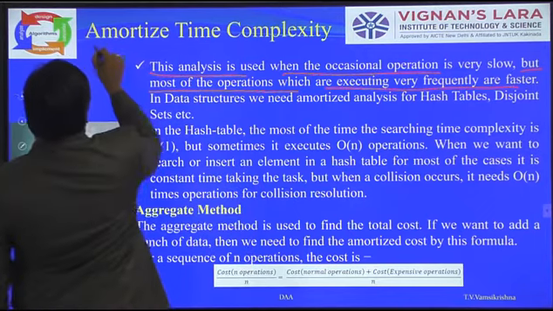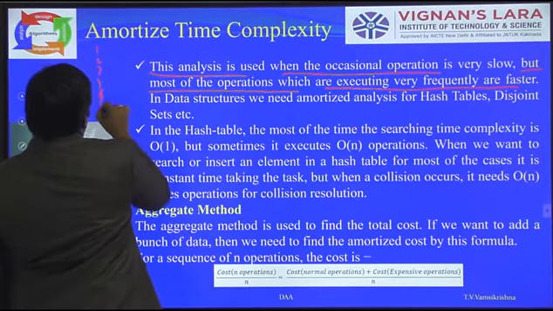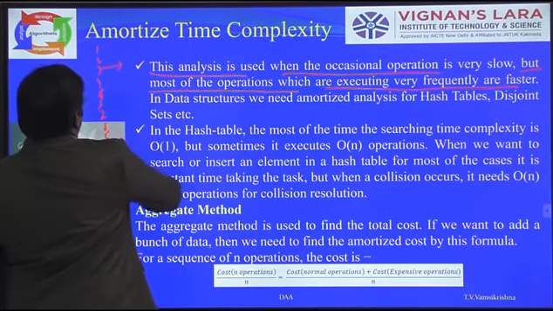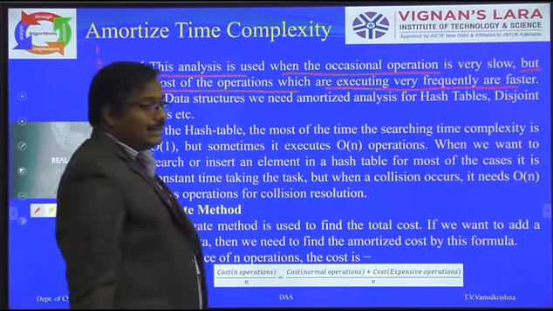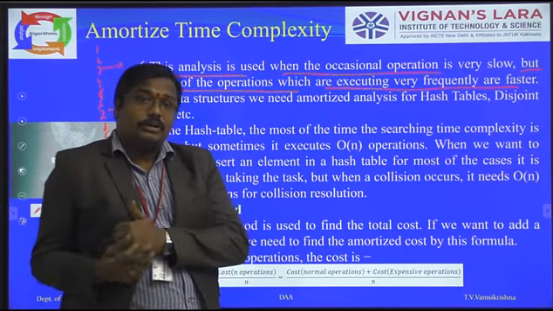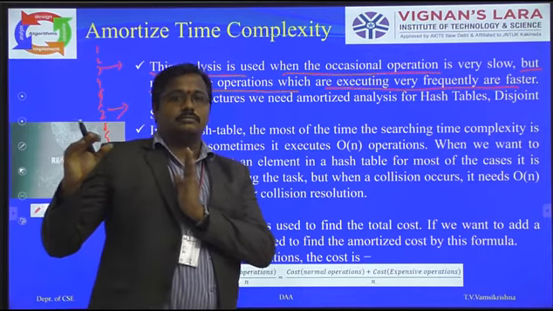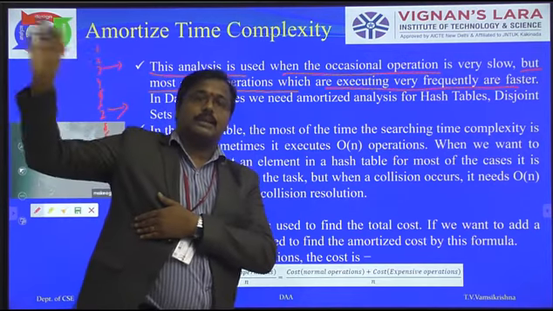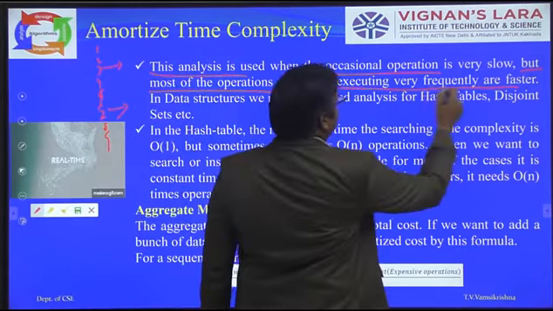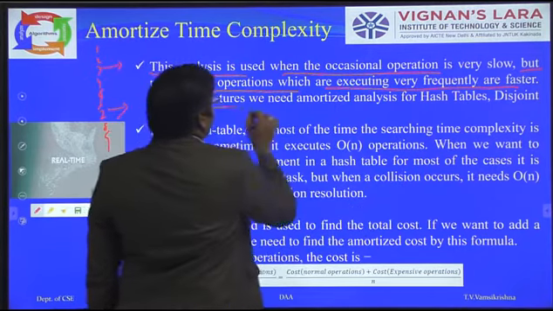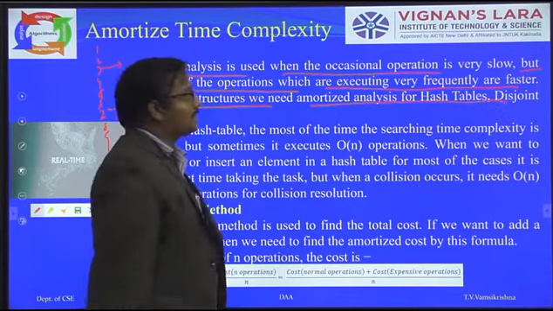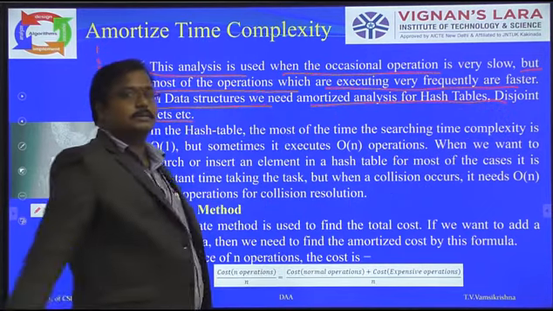Say for example, in our algorithm there are statements 1, 2, 3, 4, 5, 6, 7, 8, 9, 10. Suppose 3 takes more time and 7 takes more time. Based on 3 and 7, the total time complexity is high. That is the case, while the others are extremely frequent and faster. In data structures, we need amortized analysis for hash tables and disjoint sets.